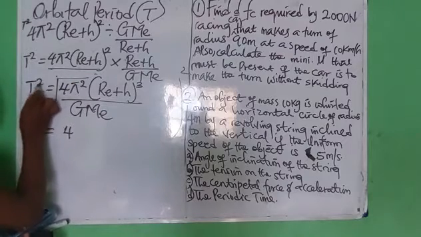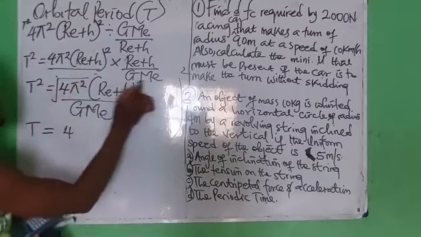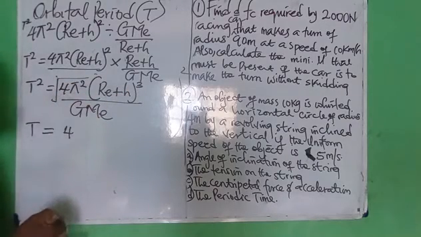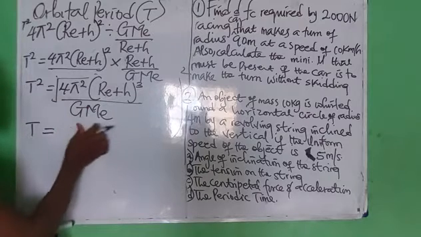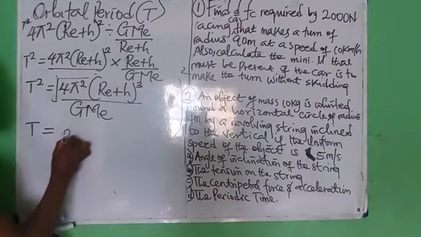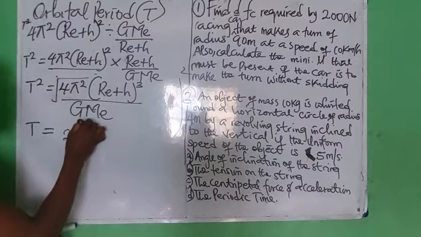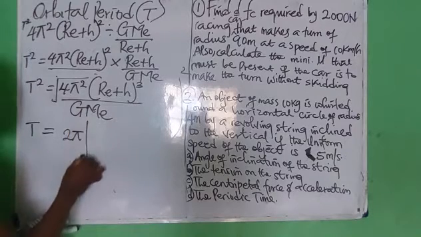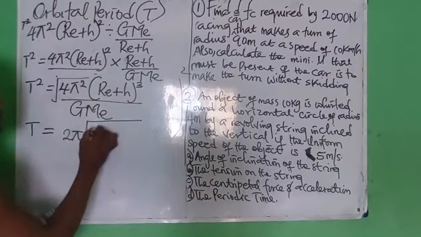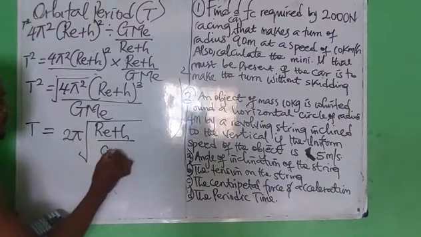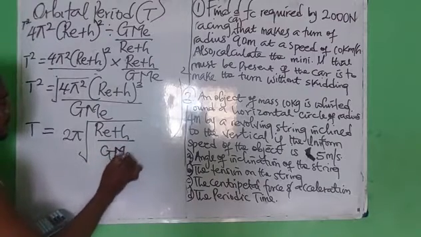This 2 here, I'm not saying it will affect everything. It's affecting this guy here. So what will you not be having? You'll be having that 2 pi, 2 pi, the square root of (RE plus H) over G and E.